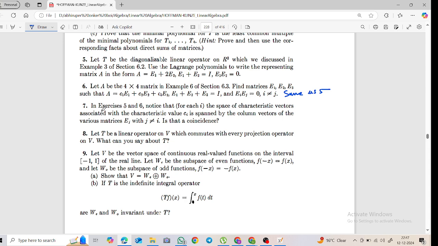In exercises 5 and 6, for each i, the space of characteristic vectors associated with the characteristic value ci is spanned by the column vectors of the various matrices Ei. Is that a coincidence? The space of characteristic vectors associated with the eigenvalue ci is nothing but the kernel of T minus ci I.